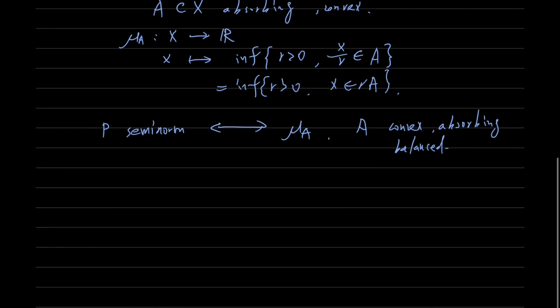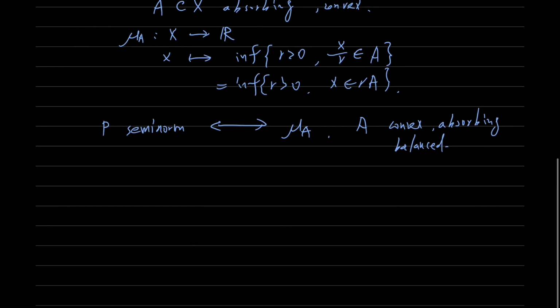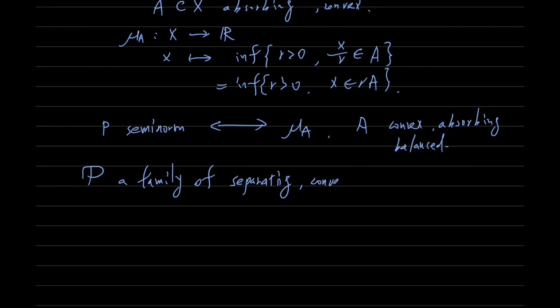And in the next video, we will also prove that if we have a family of separating seminorms, we can define a topology that is locally convex. We don't need convexity here. So we'll prove this in the next video: locally convex.